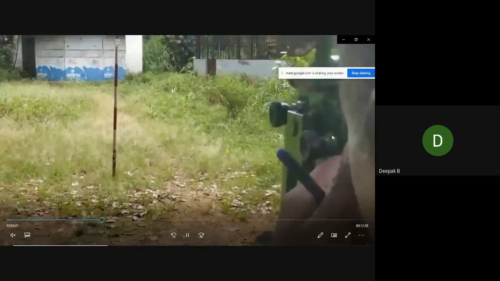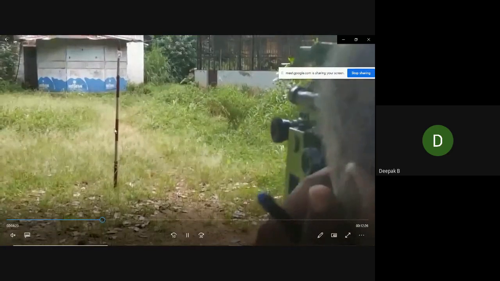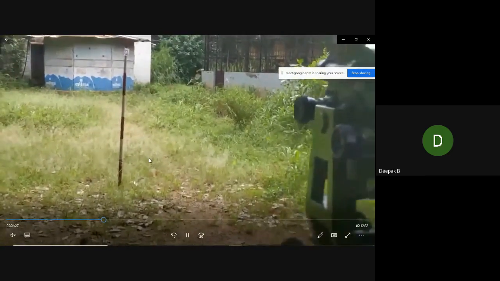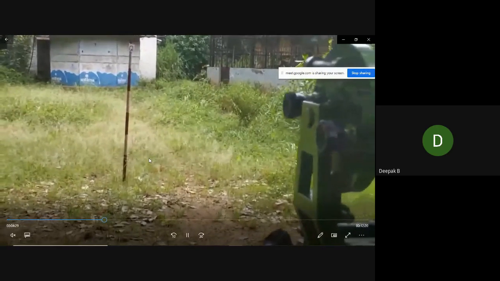Okay, and he's trying to sight this ranging rod. Okay, he's trying to sight this ranging rod.